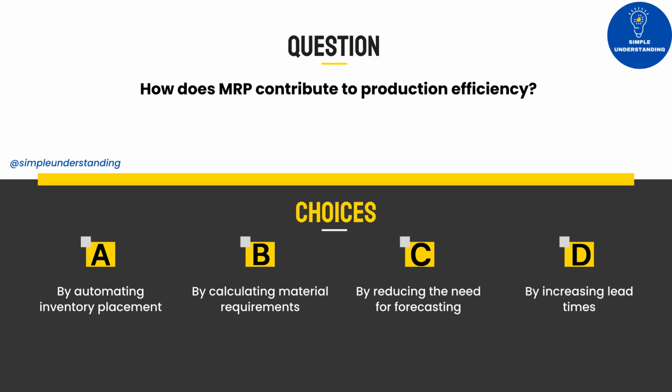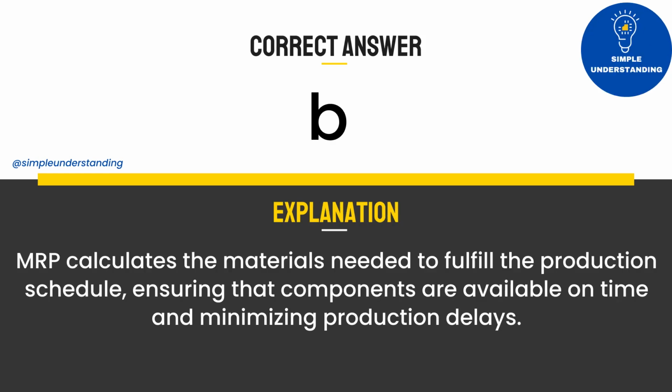2. How does MRP contribute to production efficiency? A. By automating inventory placement. B. By calculating material requirements. C. By reducing the need for forecasting. D. By increasing lead times. Answer B. Explanation. MRP calculates the materials needed to fulfill the production schedule, ensuring that components are available on time and minimizing production delays.